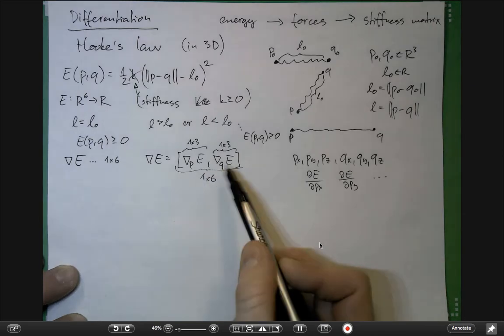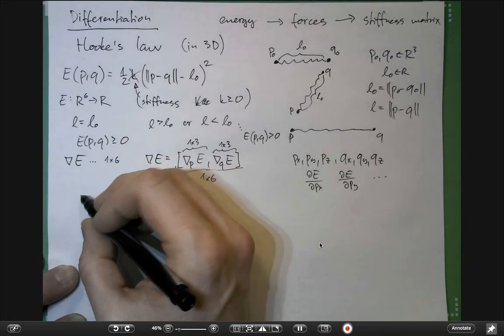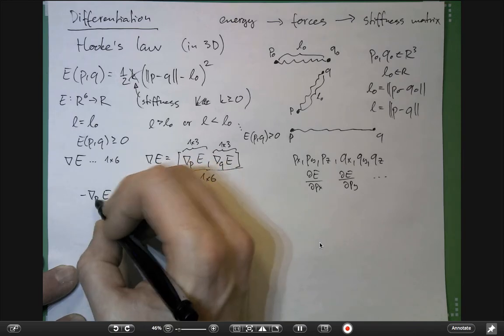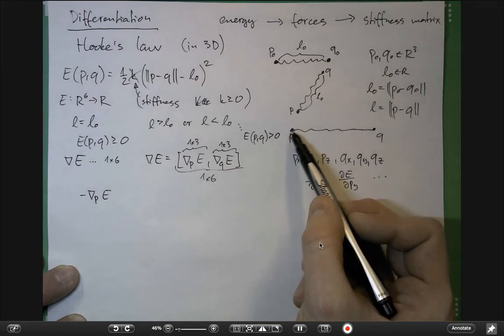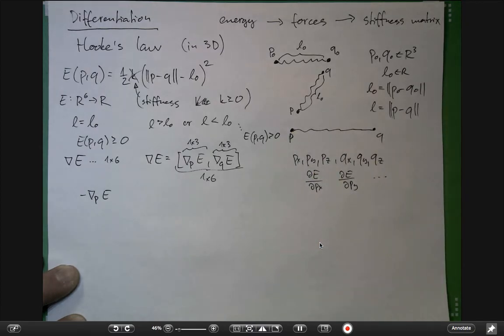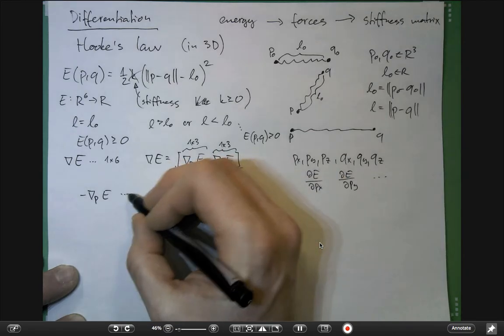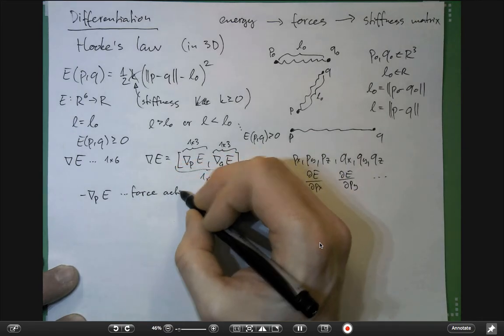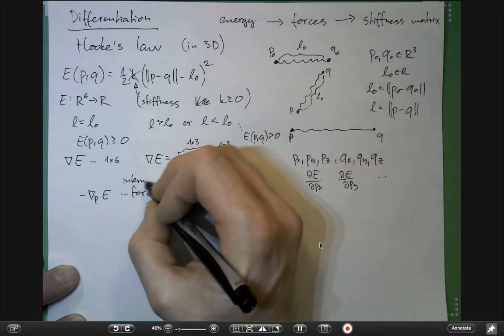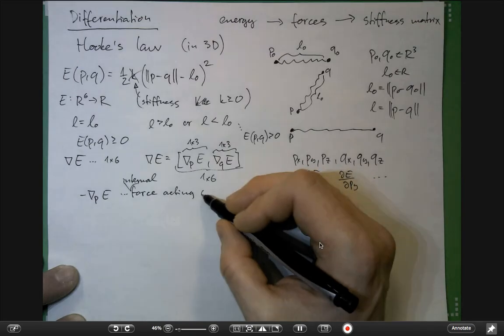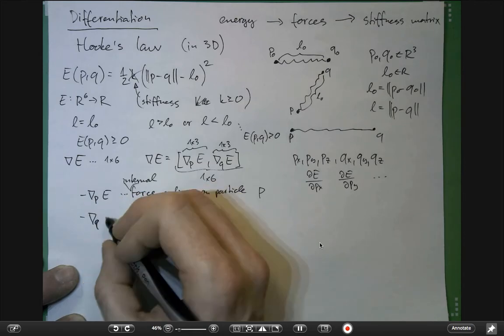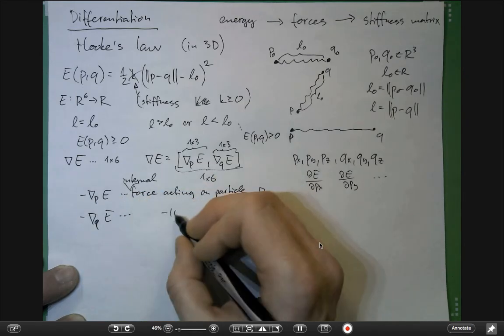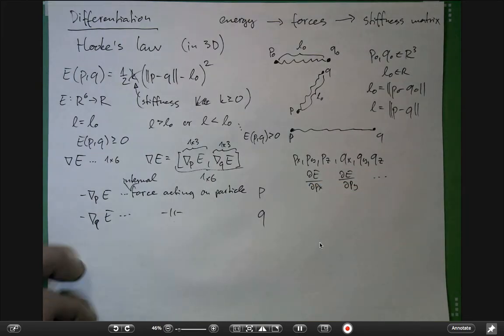And the physics interpretation of the gradient is very beautiful. So the negative gradient with respect to P of this energy is exactly the force acting on the node P, on the particle P, due to elasticity of the spring. Okay, so this is the force acting on particle P. Maybe I should say internal force. Internal meaning due to the spring itself. And minus gradient with respect to Q would be, of course, the force acting on particle Q. Okay?